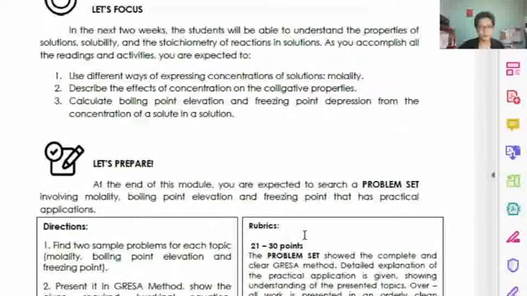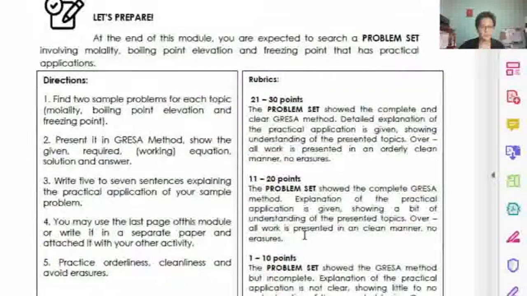And at the end of this module, you are expected to solve a problem set involving molality, boiling point elevation, and freezing point depression that has practical applications. Read and understand the directions and follow them for you to be able to get the highest possible scores.